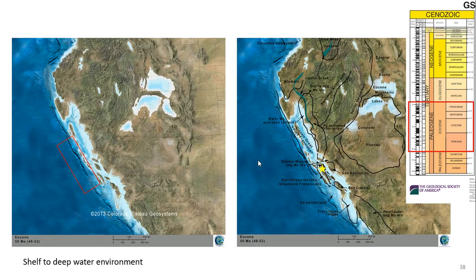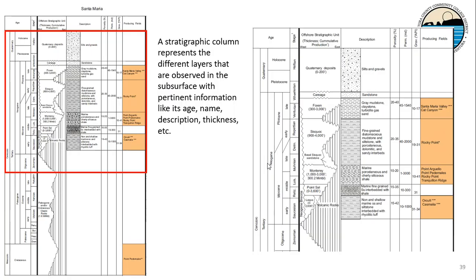And then step back even further to 50 million years ago in the Eocene. And this is now more like a deep water environment. So just in the time of 50 million years, where the California coastline is today was totally underwater, in a deep water environment system.